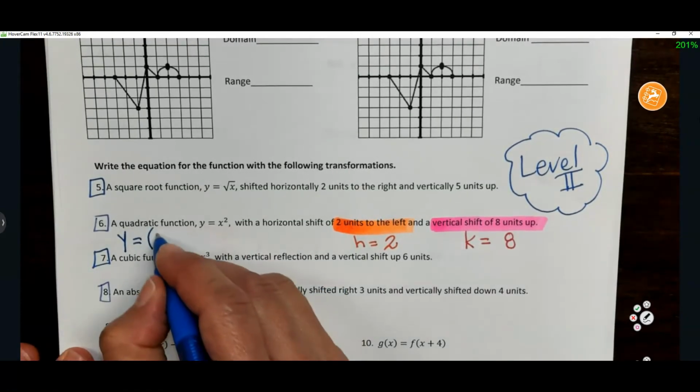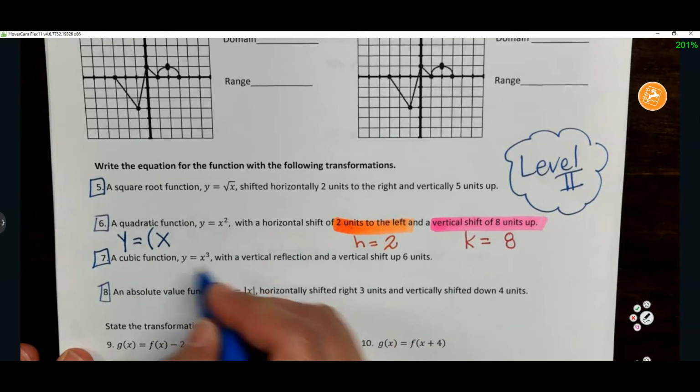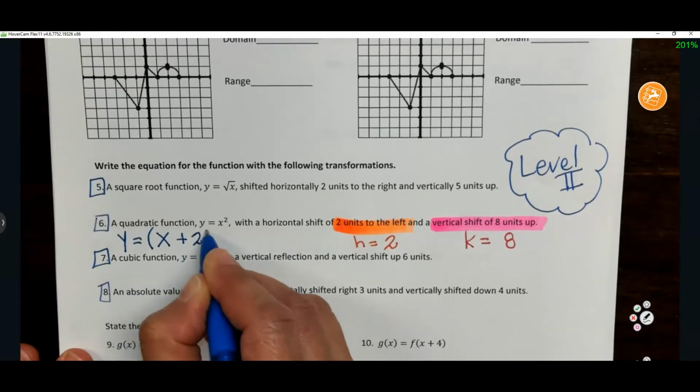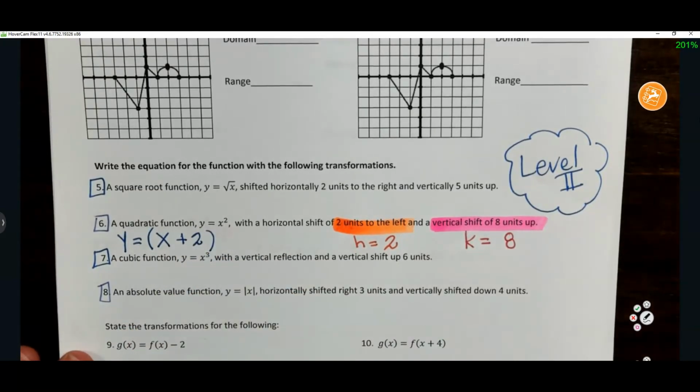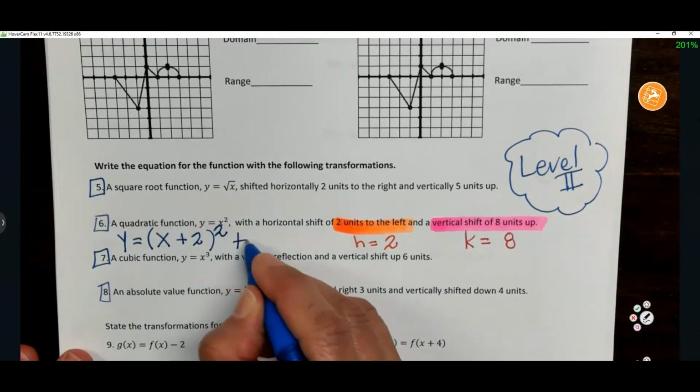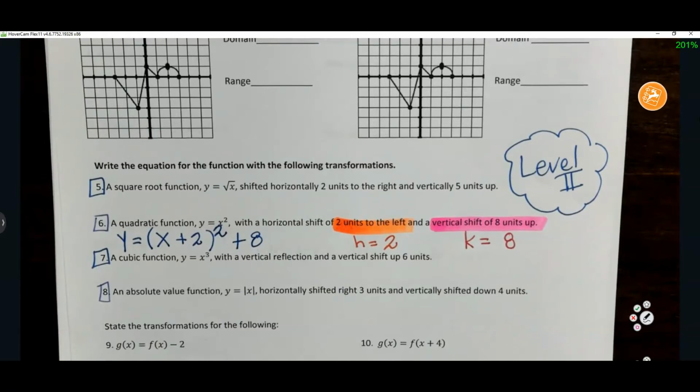I'm going to write the x. And then that 2 is positive, so I'm writing plus 2. Don't forget to go back and put the exponent. And then you're going to put your plus 8 at the end. Any questions on number 6? Let me go back and do number 5. I did the wrong problem, so I'm going to do another one with you.